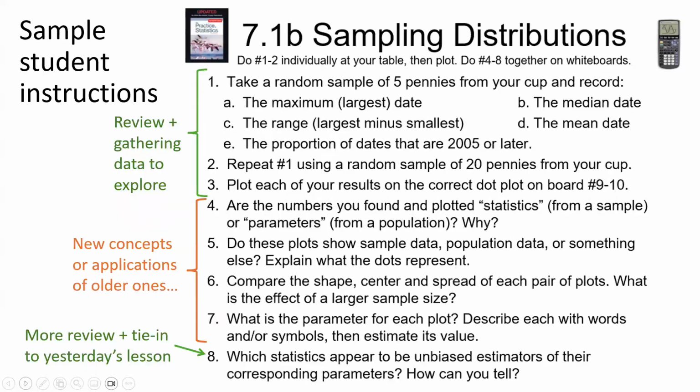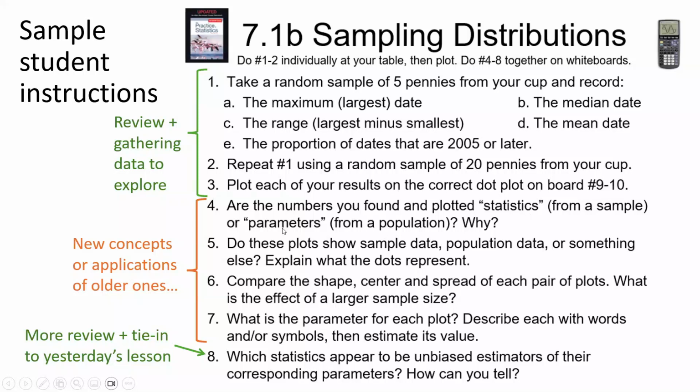Sample of what I do on a typical day. So this is towards the beginning of the sampling distributions chapter. They've just done German tanks. They are asked to take a random sample of 5 pennies. This is an activity taken straight out of the book. So we start with review of stuff they already know and gives them some data to gather to explore. Then I move them on to new concepts.